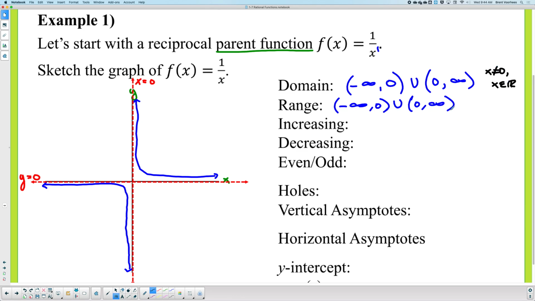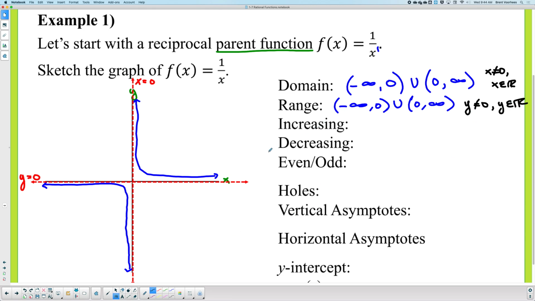What about the range? What is this saying the range is? Translate this from math to English. All real numbers except 0, but this time it's y. So y does not equal 0, comma, y is all reals. That means all reals except for 0.